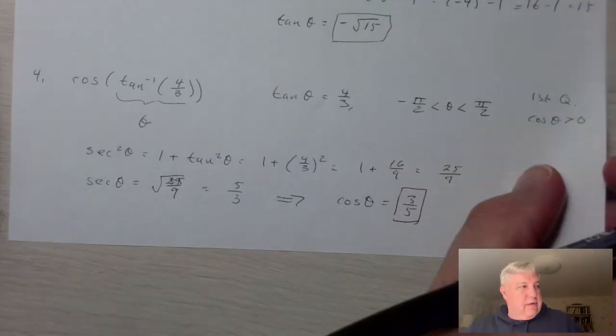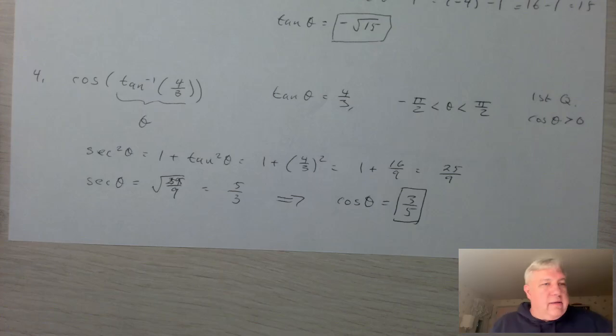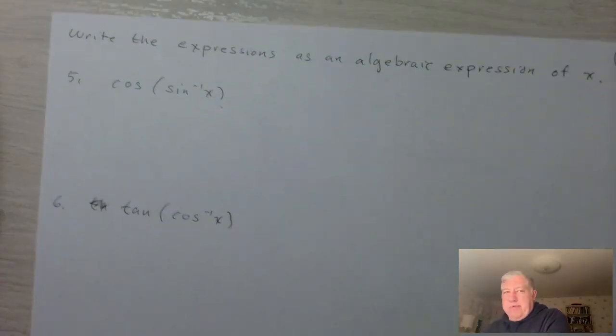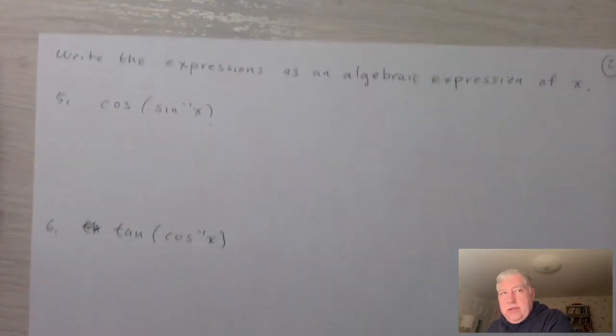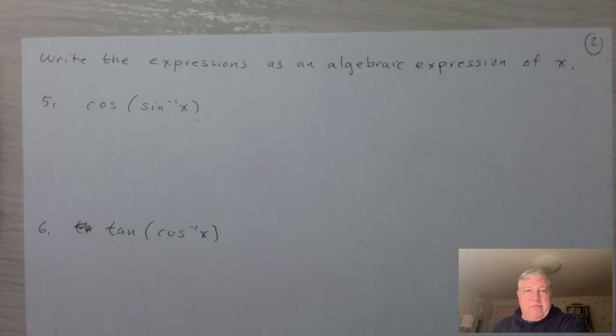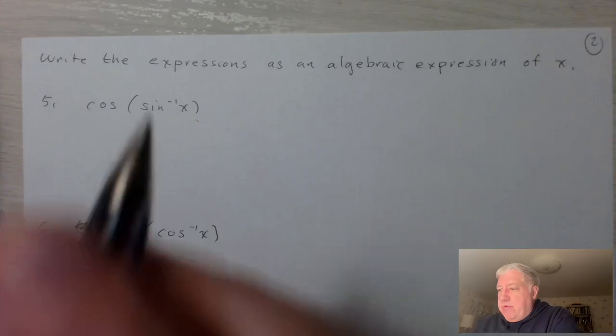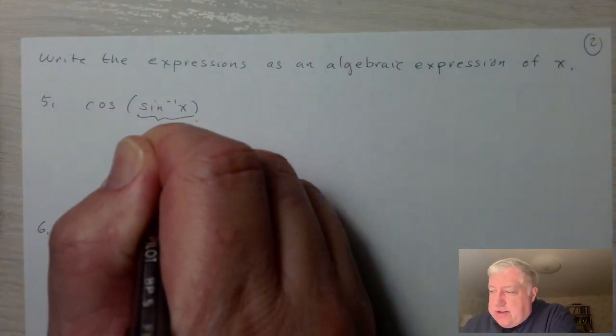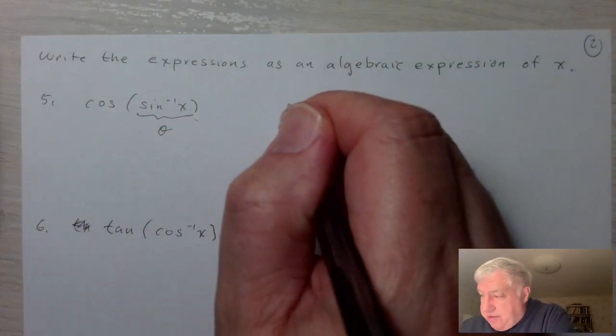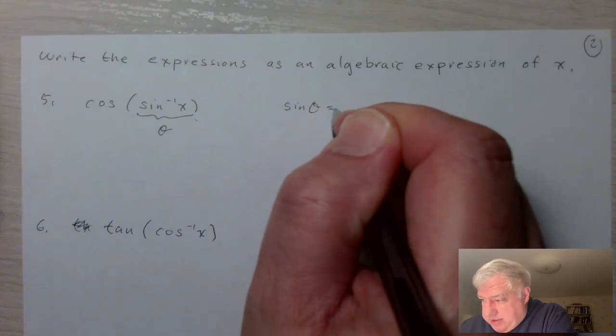Now I'd like to do the next page where we basically do the same thing but without numbers, and we get some algebraic expressions. So let's say we just wanted to write the cosine of the inverse sine of x as an algebraic expression, how would we do that? Well, we can again let the inverse sine of x be theta, so we get that the sine of theta is equal to x.